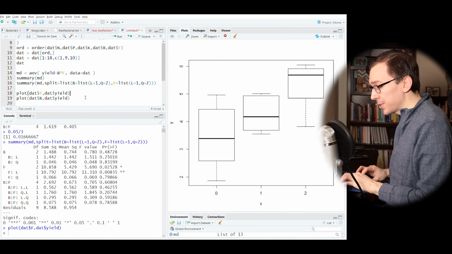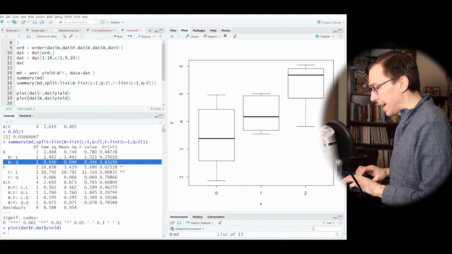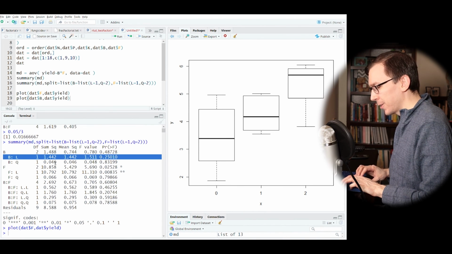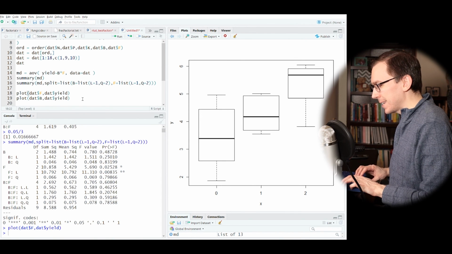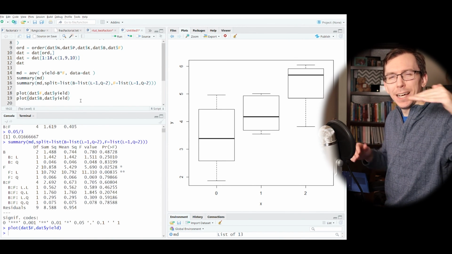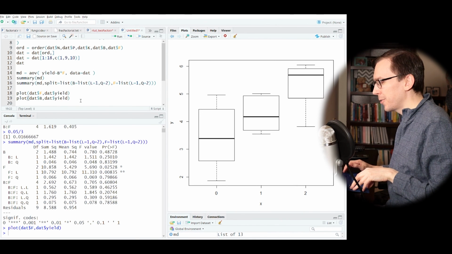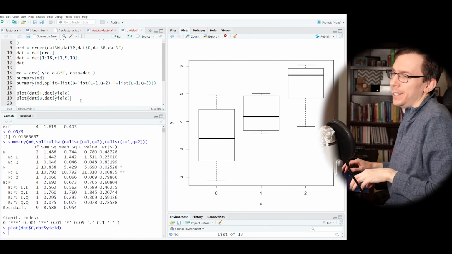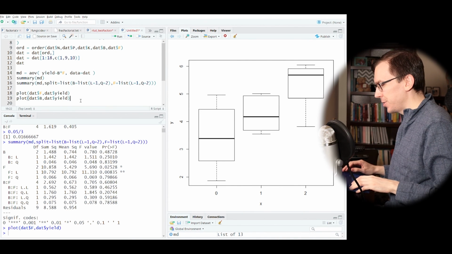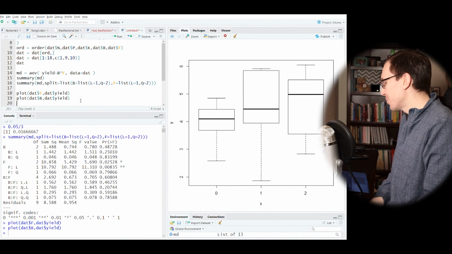So lastly, we can also plot with respect to B. Here, B does not have any significance in either the linear or quadratic. So we'd expect it to look kind of flat, like the box plots are all just sitting next to each other, neither increasing nor decreasing, nor V-shaped nor wedge-shaped. And yeah, that's what we get.